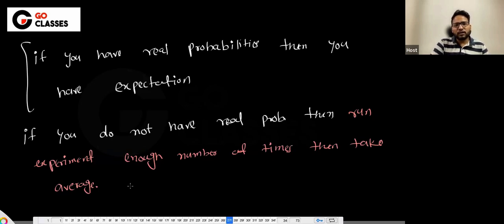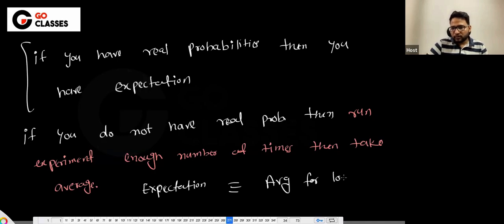So I hope you got it, the difference between expectation and average. I can say that expectation is nothing but average for the long run, right? So if I say the expectation is the same as average in the long run.